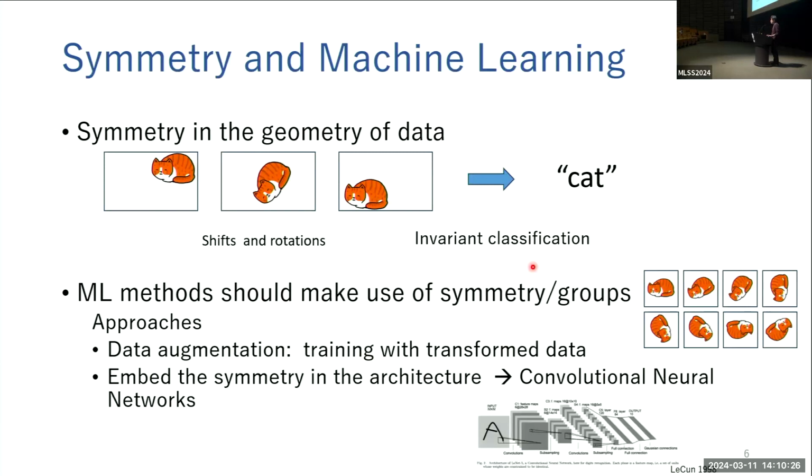This is a very popular approach and very understandable. And here's another approach. This is a kind of architecture approach to the symmetry. Instead of data augmentation, people consider the architecture that embeds the symmetry in the model. And the celebrated method is a convolutional neural network, which dates back more than 20 years ago.